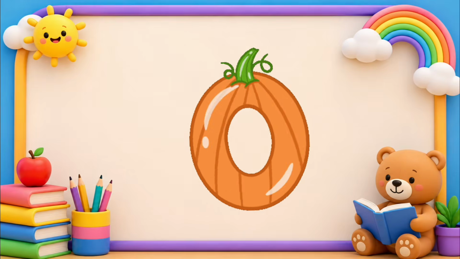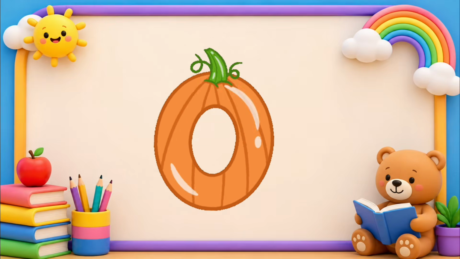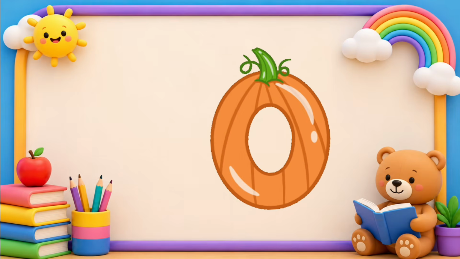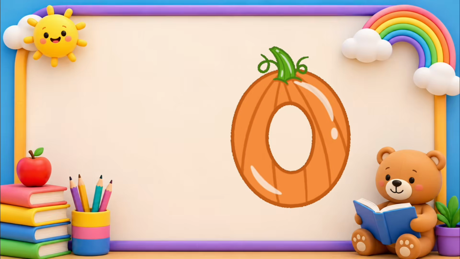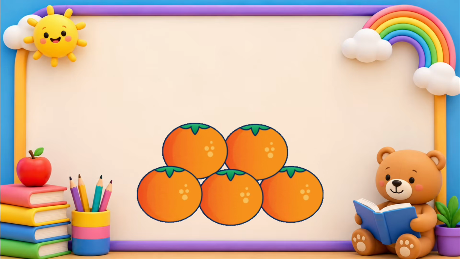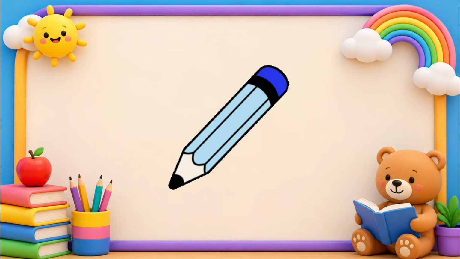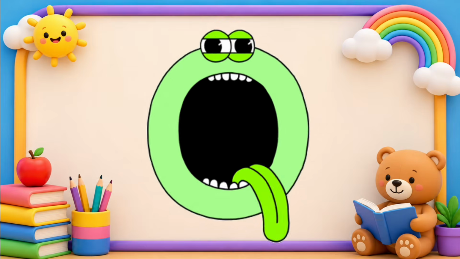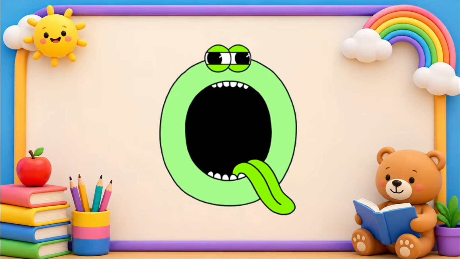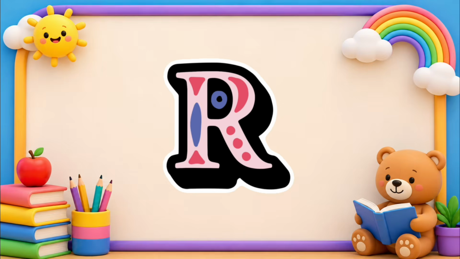Nest. O is a vowel, so it has two sounds. Long sound is O and short sound is O. Oranges. P. P. Pencil. Next is Q. Q. Question mark. Next is R.